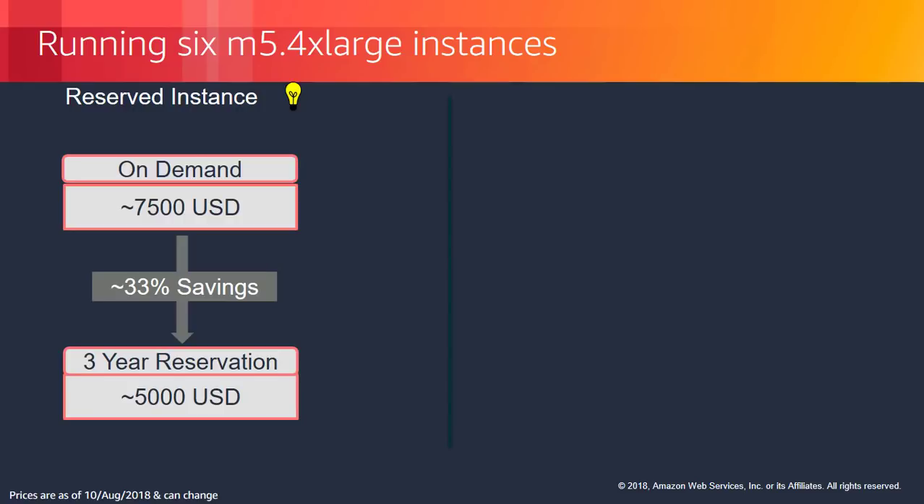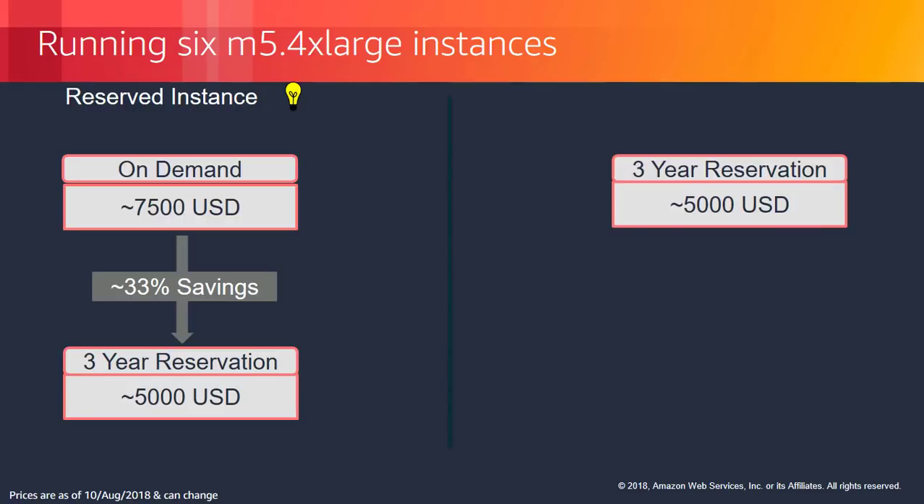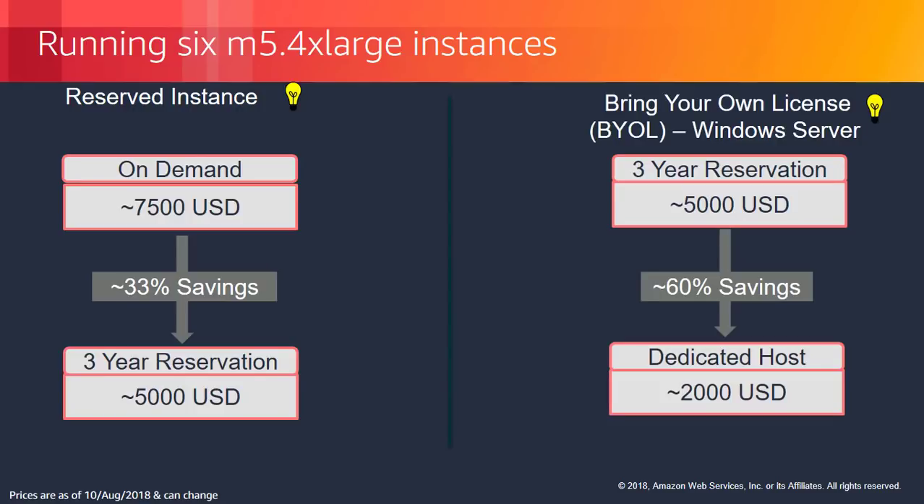Great. Another way to save cost is to bring your own licenses. So you have these 3 reservations. Instead of that, you bring your own licenses for Windows Server, use a dedicated host, and the cost goes to about $2,000 per month.